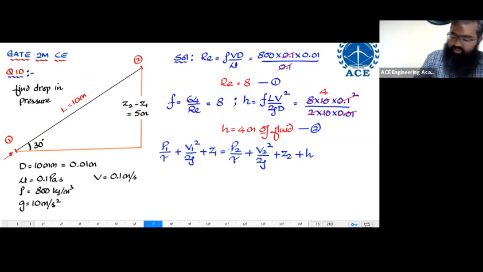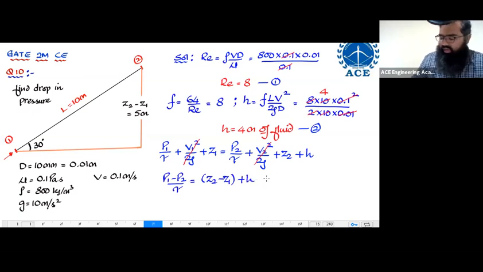By continuity equation, I know that this value and this value are supposed to be same. Velocity is same, cancel off velocity. I want the value of P1 minus P2. So let us say P1 minus P2 whole by gamma is equal to how much? It is equal to Z2 minus Z1 plus head loss. If I take Z1 over here, I have Z2 minus Z1, not to forget head loss.